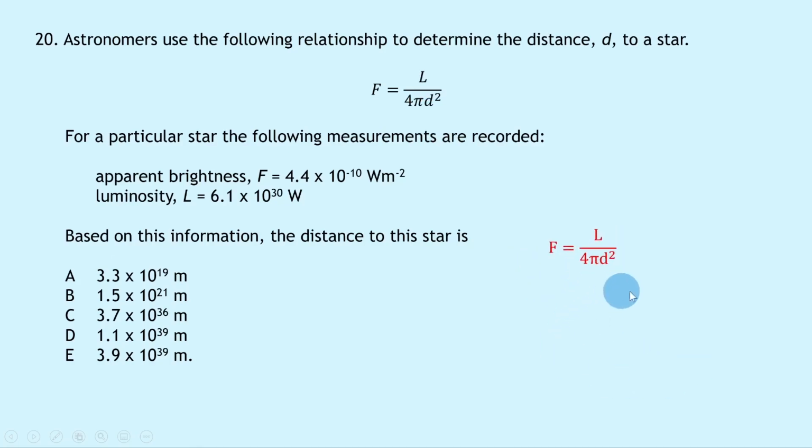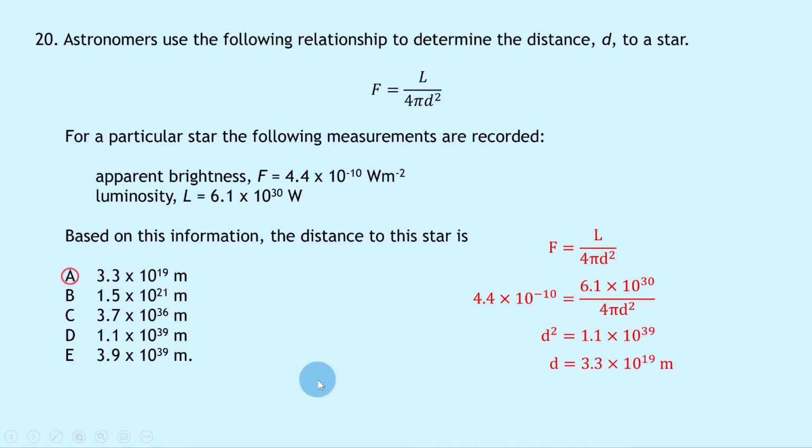So we have F equals L over 4 pi d squared, and substituting in the numbers, we get 4.4 times 10 to the minus 10 equals 6.1 times 10 to the 30 divided by 4 pi d squared, and then I'm going to cross multiply to get the d squared over this side, and if I rearrange, I get d squared equals 1.1 times 10 to the 39. If I then take the square root of both sides to get d on its own, I get d equals 3.3 times 10 to the 19 meters, which is the answer A.